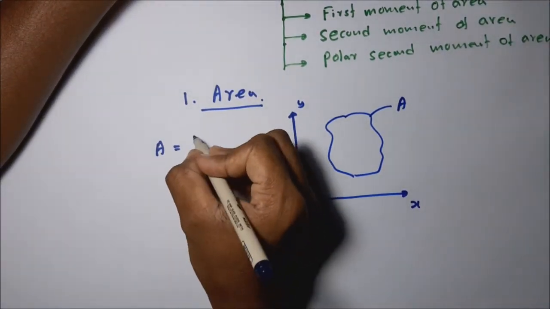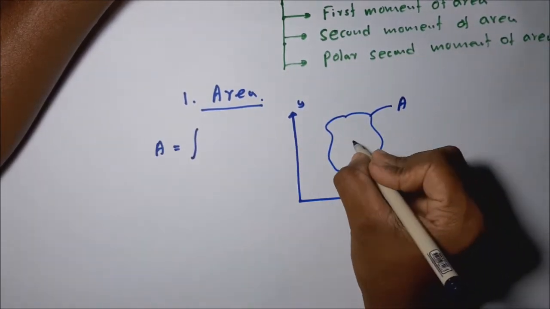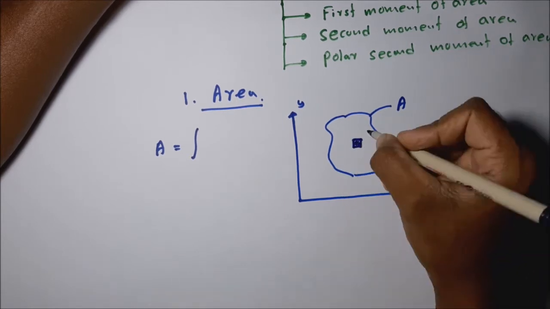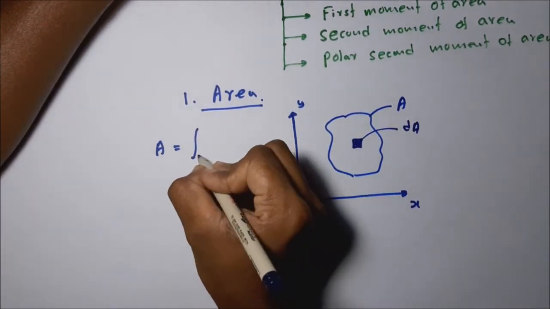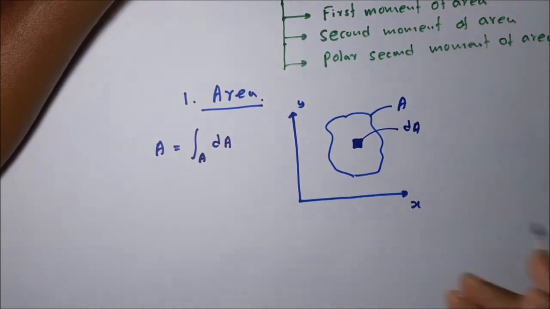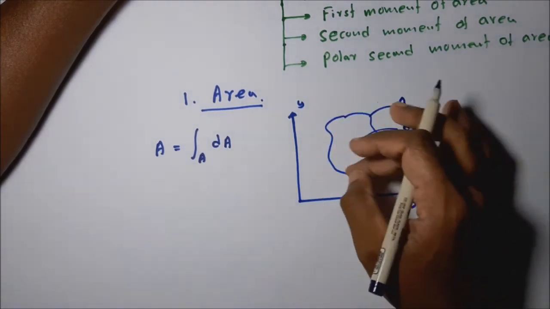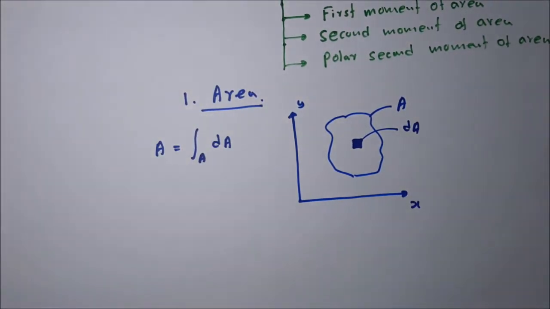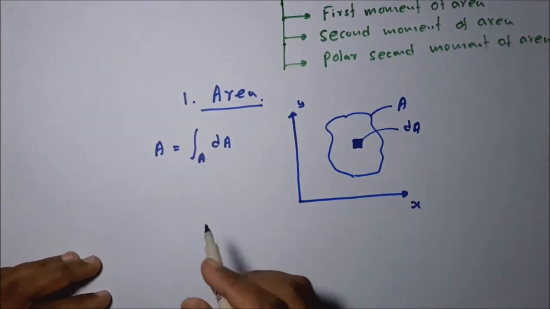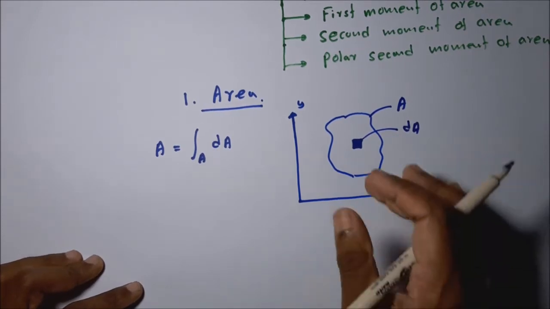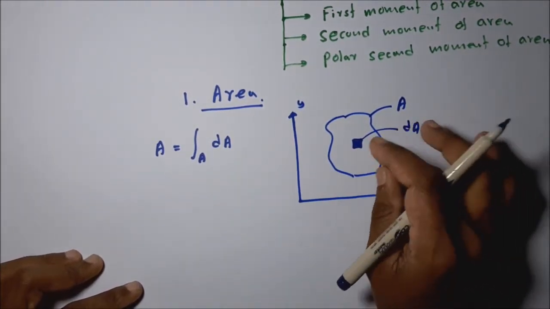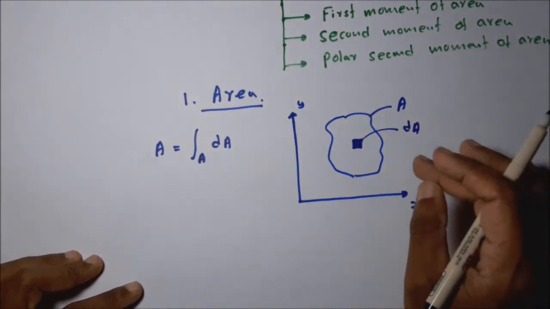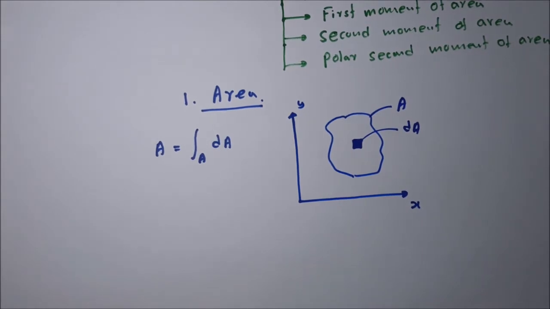The area is given by an integral. If you take the small surface area dA, the integral of dA over the whole surface gives the total surface area of this figure. This is how we calculate the total area of the figure. When calculating using this integral method, there are 5 methods to cover the entire area by moving this small dA surface area around the given figure. Let's see these 5 methods.